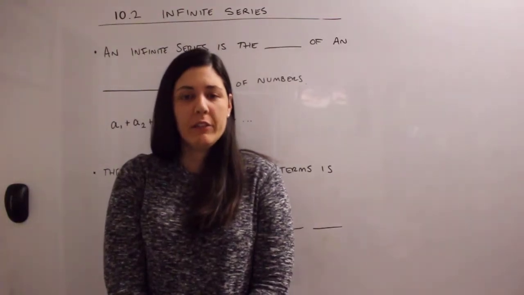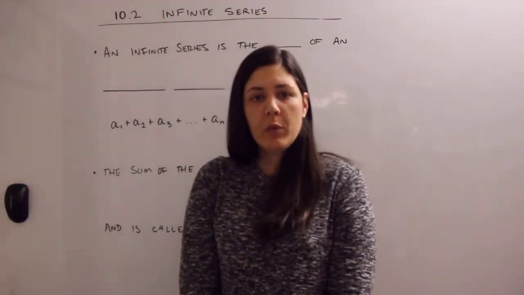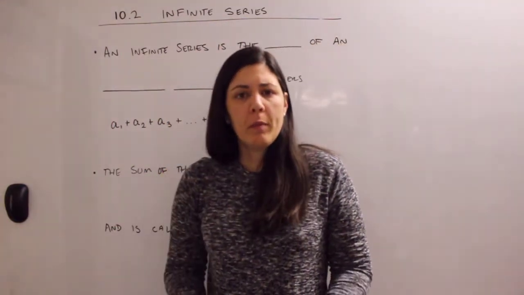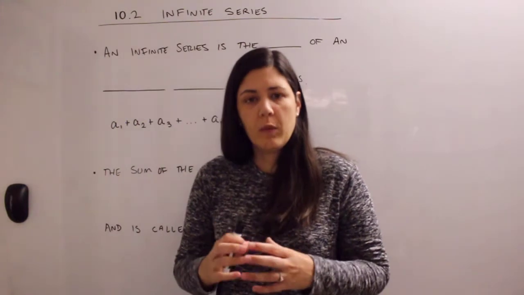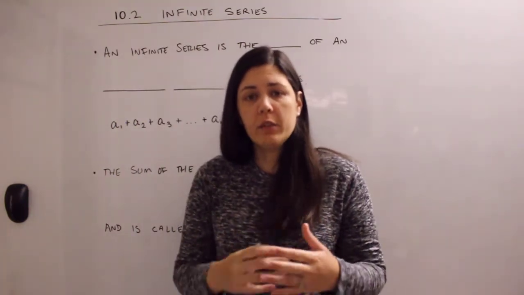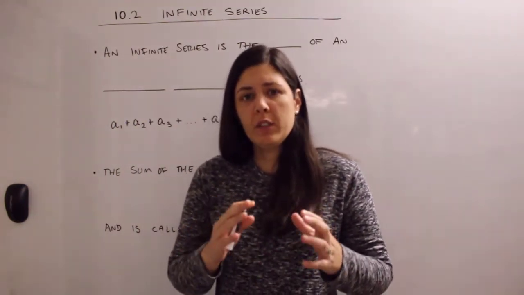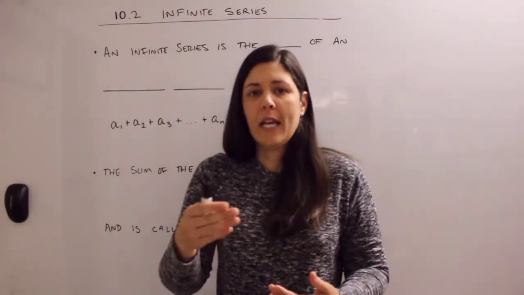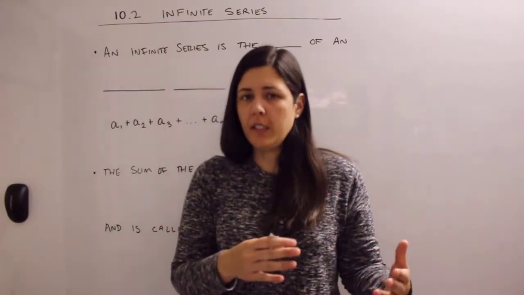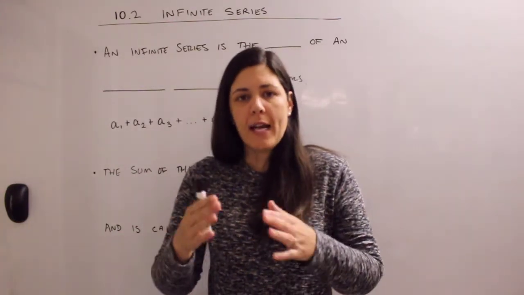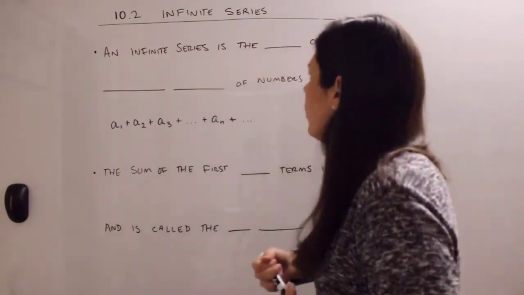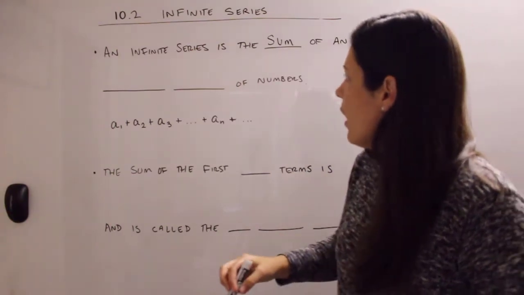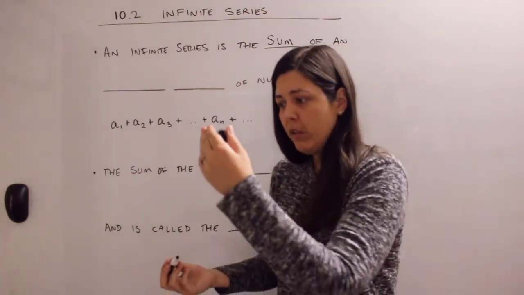Hi everyone, in this video we're going to be talking about section 10.2, which is on infinite series. If you remember from the last video when we first mentioned what chapter 10 was about, series and sequences, the difference is for a sequence you're listing terms, there's commas in between. A series you're adding terms. Technically it could be subtracting also, some of them are negative, but you're adding, so you have plus signs in between.